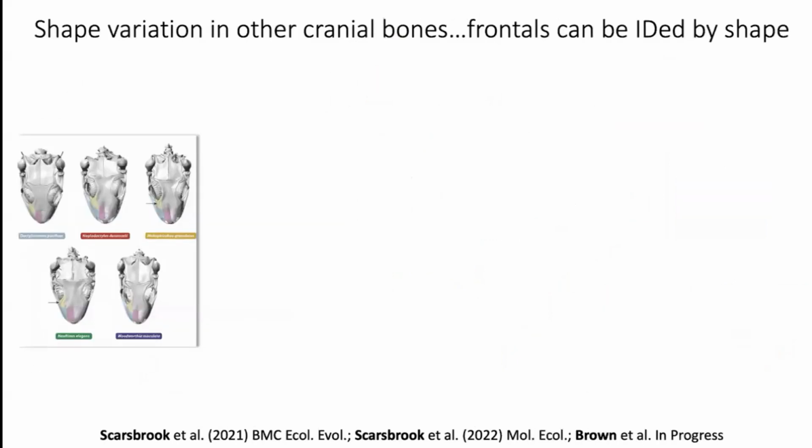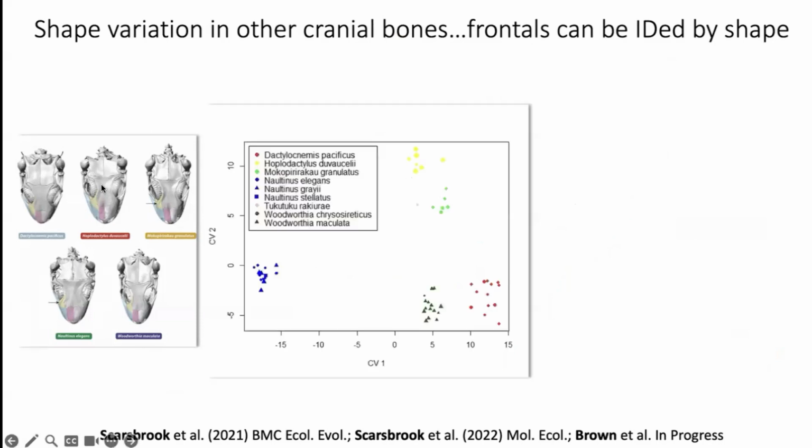But we can see shape variation across other bones in the skull. If you look at these pictures, this is one individual of each gecko genera, there's variation in all the other bones. So if we look at the frontal bone, which is this one here, we can do the same. I've got a student, Alex Brown, who has distinguished frontals from all the living species of gecko.